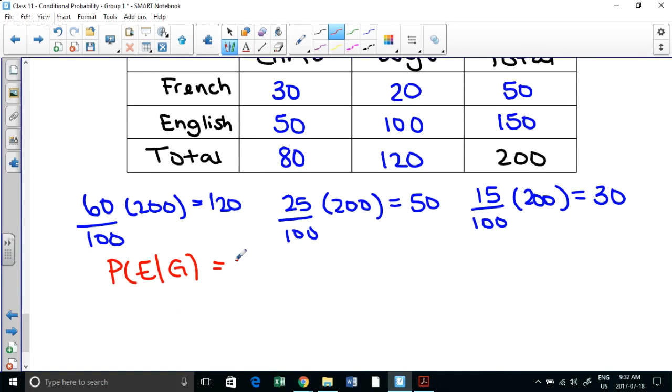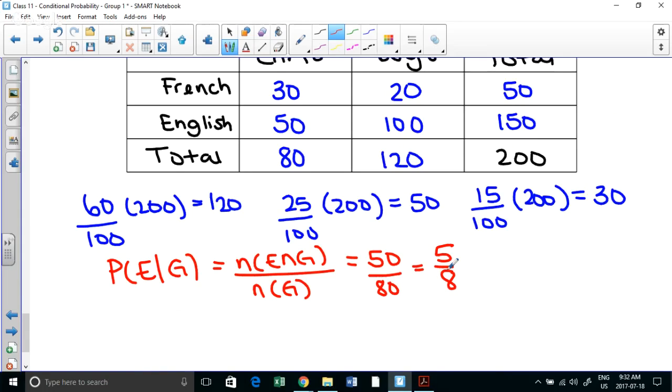So again, that's the number in the intersection and the number of just girls. So English girl, we have 50 out of 80 girls. So this reduces to 5/8, or you could write it as 62.5%.